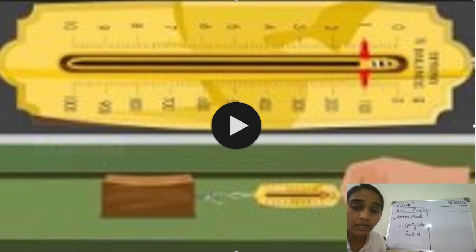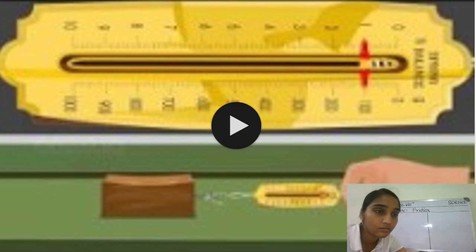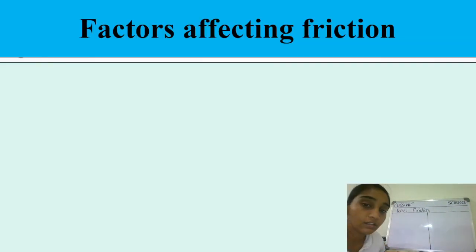Now if I ask you, suppose I cover this wooden plank with a polythene sheet, after covering it with the polythene sheet, will it be easier for us to move the wooden plank? Yes, definitely it will be easier to move when polythene is applied on that wooden plank, right? So students, now we are going to discuss some of the factors which affect the friction. Now we are going to study the factors affecting friction.